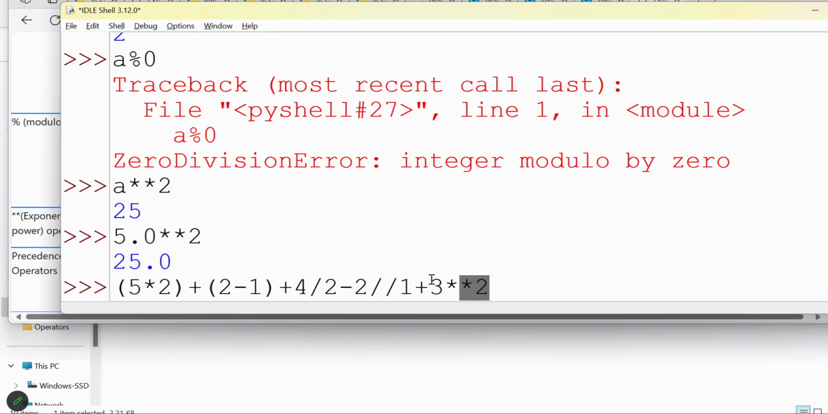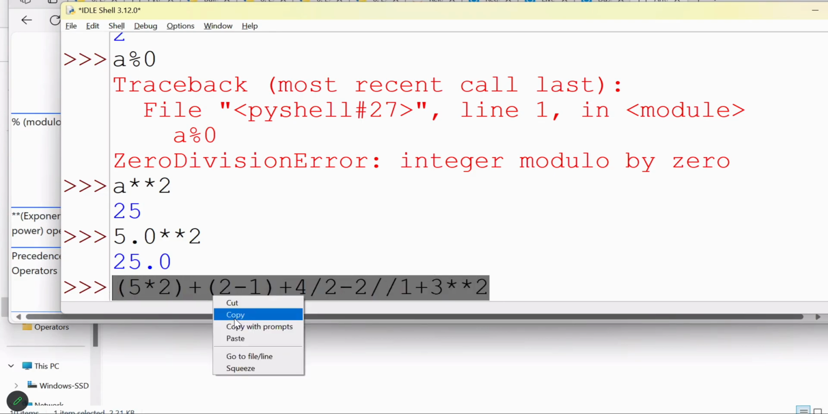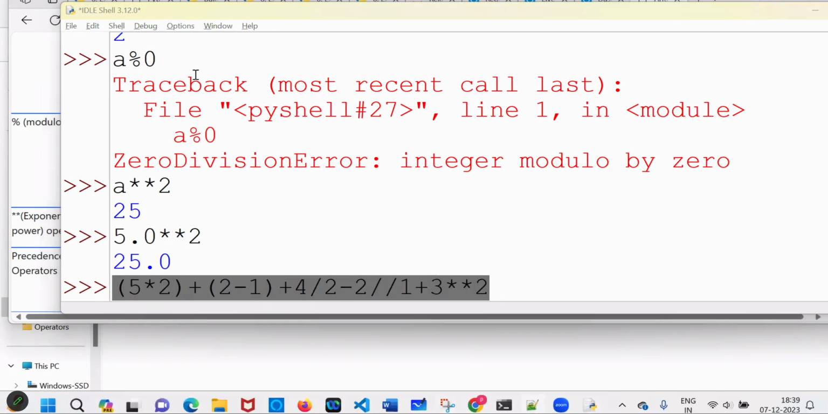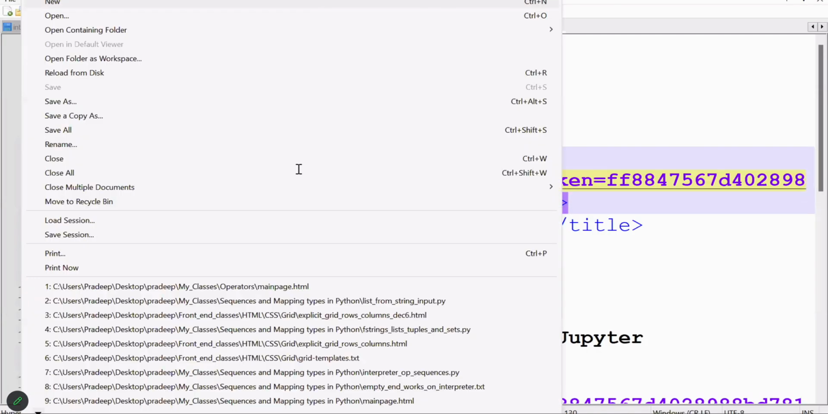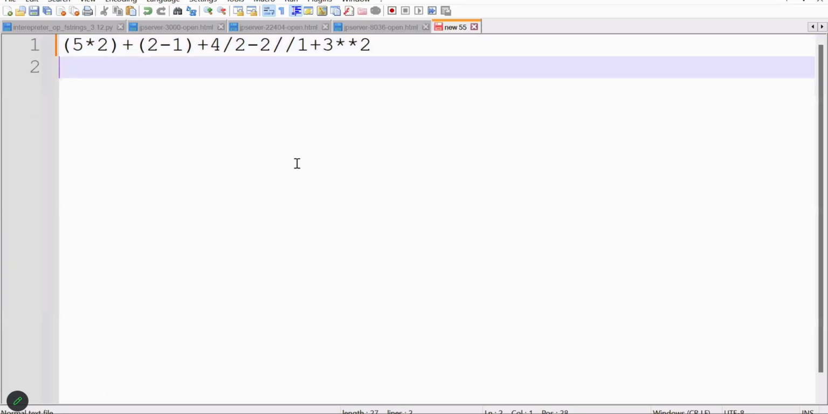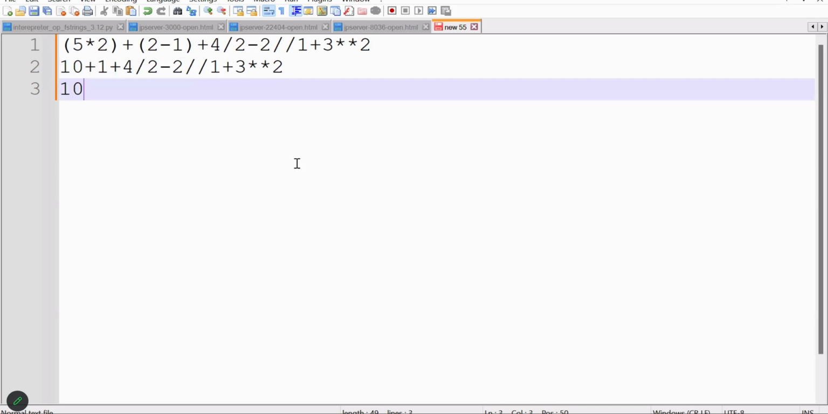Okay, let us do one thing. If you do it like this, then it's a problem. So copy, open Notepad. We'll go one by one. First one is parenthesis, 10 plus 1, plus 4 divided by 2, minus 2 slash 1, plus 3 squared, which is 9. We'll do it step by step. Then it will be 4 slash 2 minus 2 slash 1 plus 9.